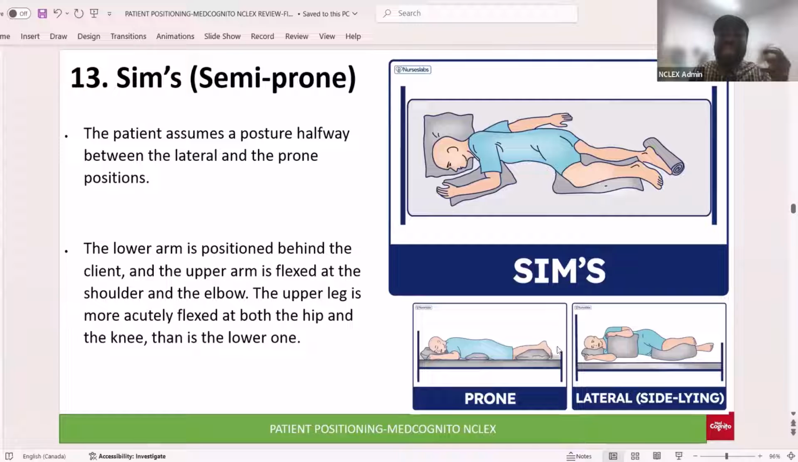So I just want you to imagine it. I just want you to have it in mind so that you know exactly what these positions are. Because if you know what these positions are, it helps you in the exam. You will be able to remember and do what you need to.